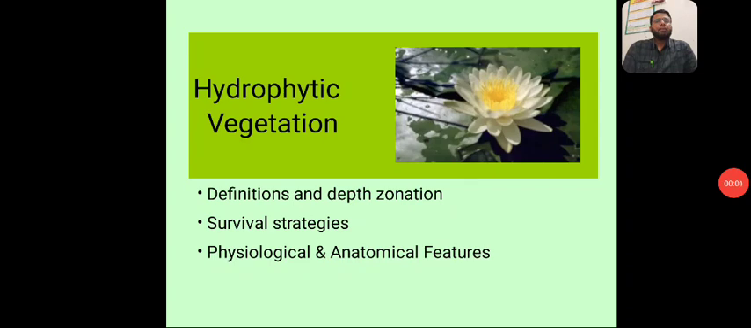Dear student, today we are discussing the plant's response to water, in which four categories are there: hydrophytic, xerophytic, halophytic, and epiphytic plants. So here, in this first category, hydrophytic plants or hydrophytic vegetation, that we are going to discuss. So, hydrophytic adaptation.